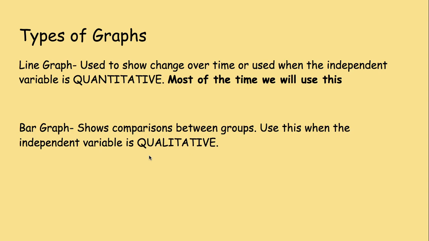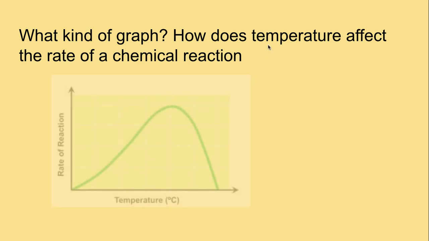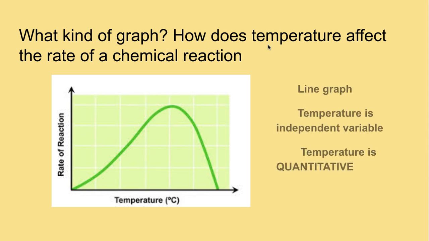Let's take a quick look at two graphs and what kind we would use. I pose this question: how does temperature affect the rate of a chemical reaction? The first thing you need to do is identify the independent variable. What am I going to change? Will I change the temperature or the rate? Temperature is my independent variable. Therefore, I'm going to use a line graph.